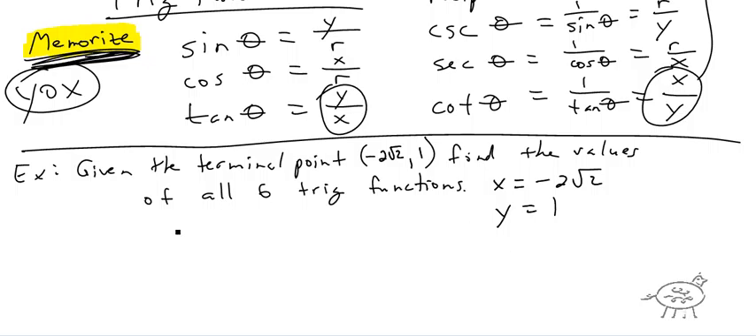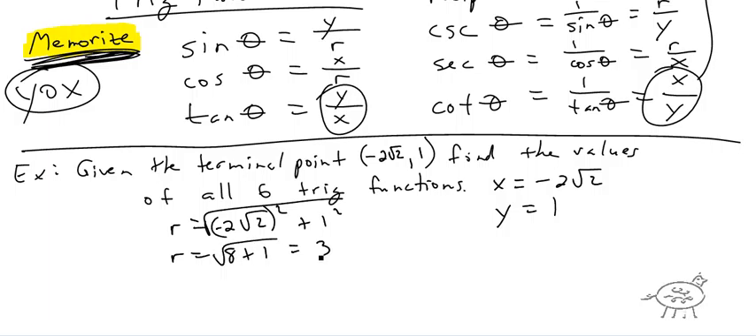So we have r equals the square root of negative 2 root 2 squared plus 1 squared. So 2 root 2 squared is 8, plus 1, square root of that, so it's square root of 9, which is 3. R is 3. So now it's just literally, you plug everything in.